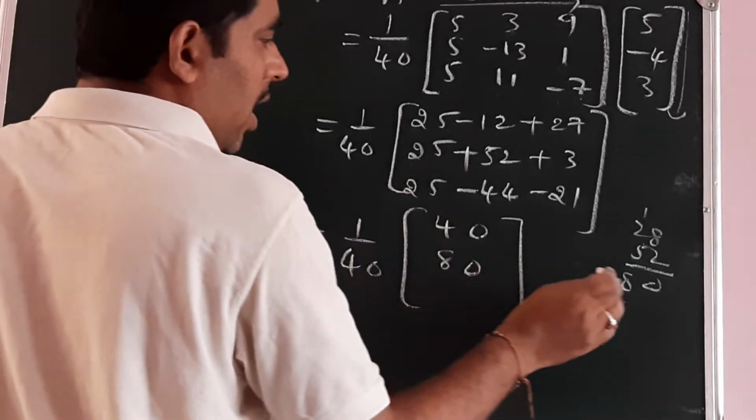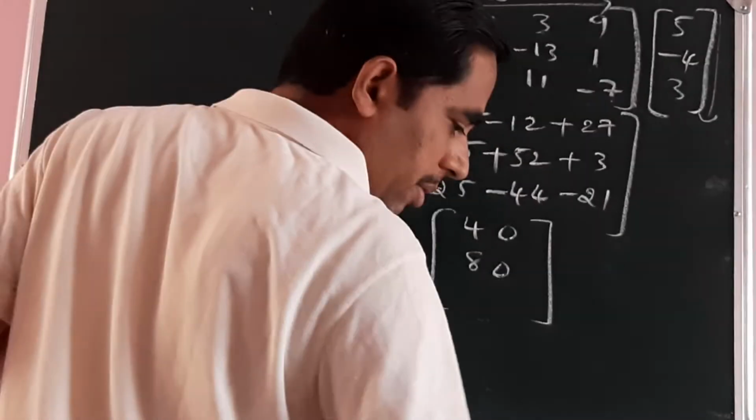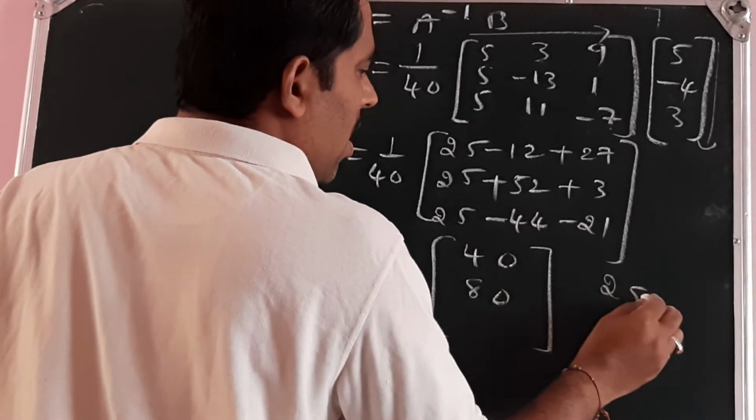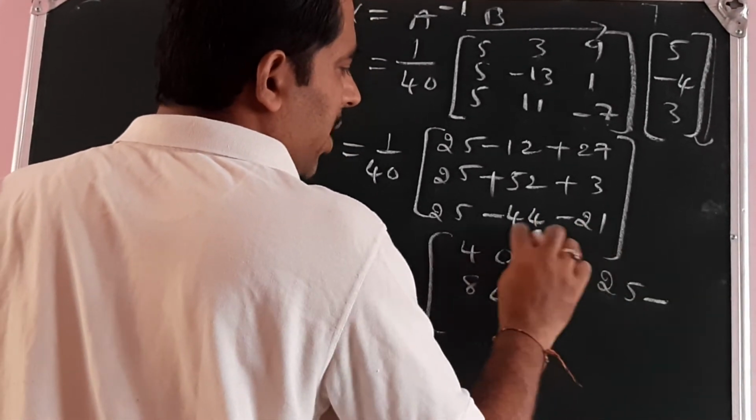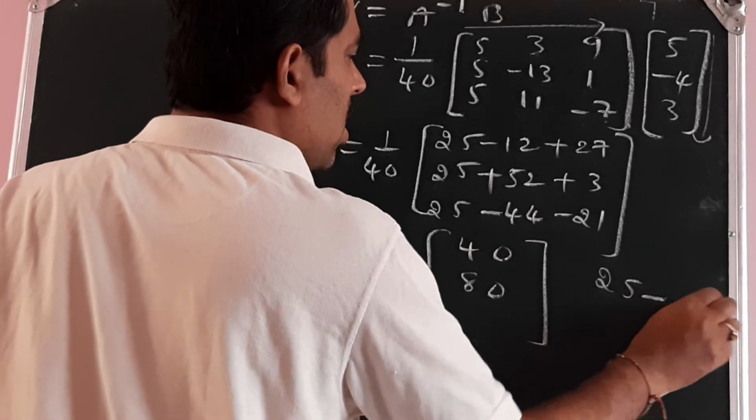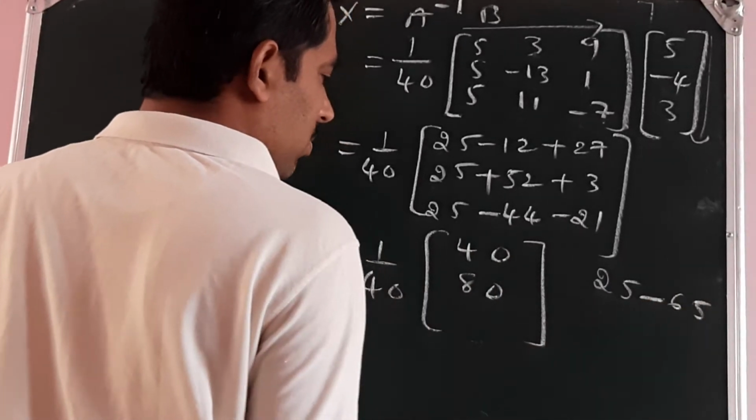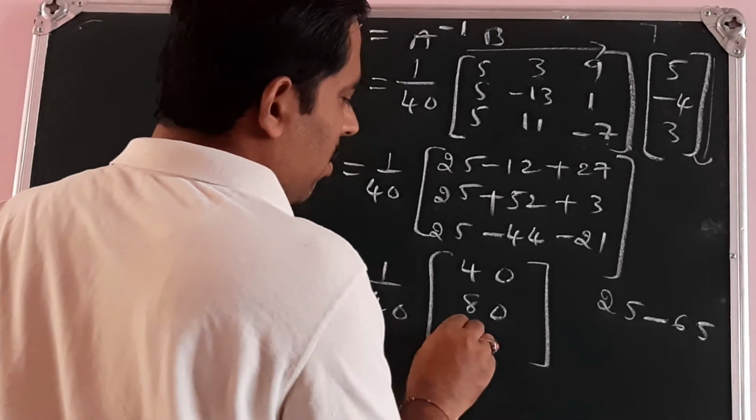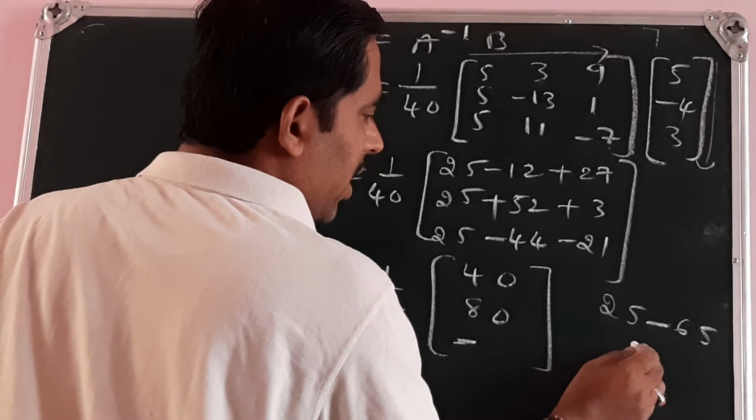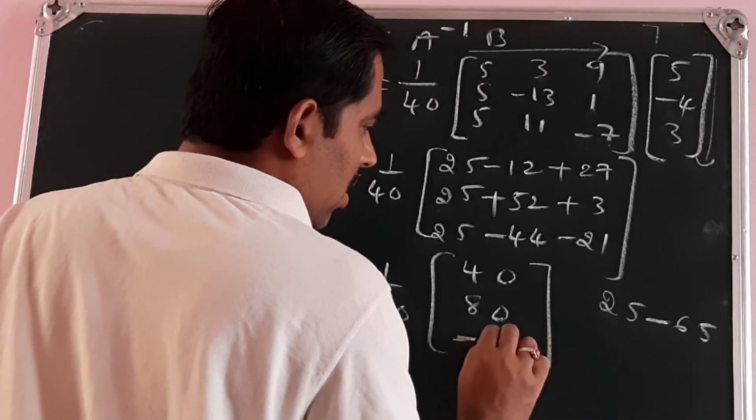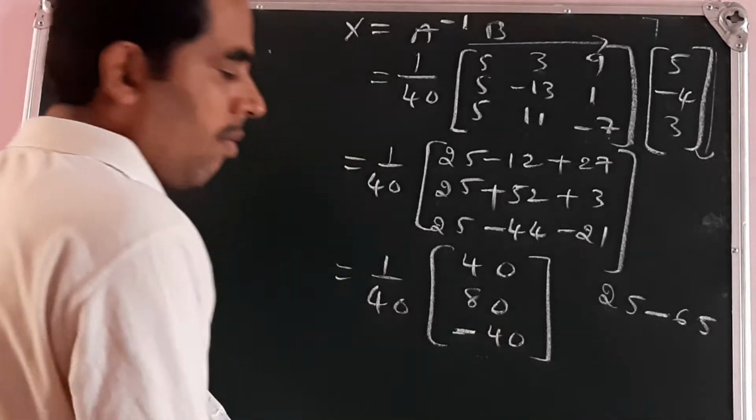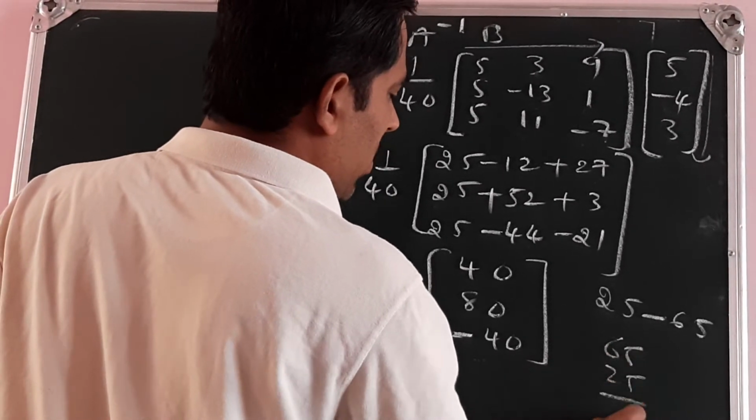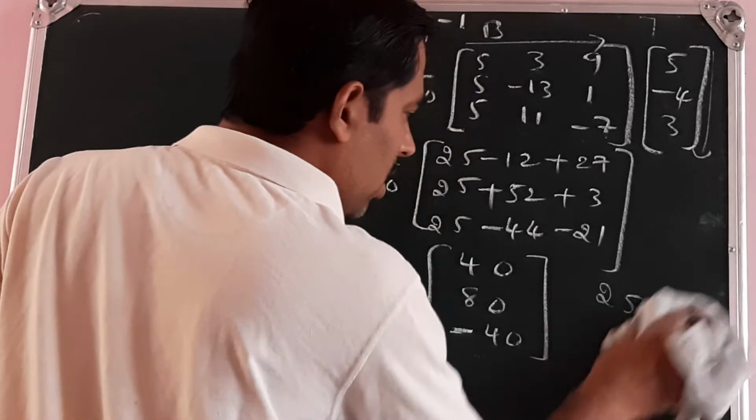Then see the next element here: 25 minus 44 minus 21. 44 minus 21... 44 plus 21 is 65, so minus 65. Then 25 minus 65 will be minus 40. So 65 minus 25 will be minus 40.